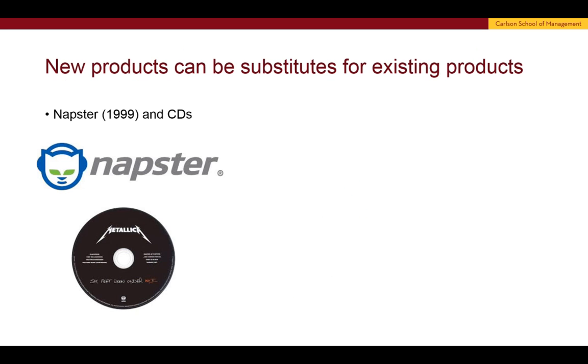New products can be substitutes for existing products. We see this vividly in lots of examples, but one example that I find interesting is the example of the new product called Napster, which appeared in 1999, and compact discs that had music printed on them. Now, what was Napster? Napster allowed people to obtain music for free, illegally, by the way, and so that's a reduction in the price of one means of getting music.